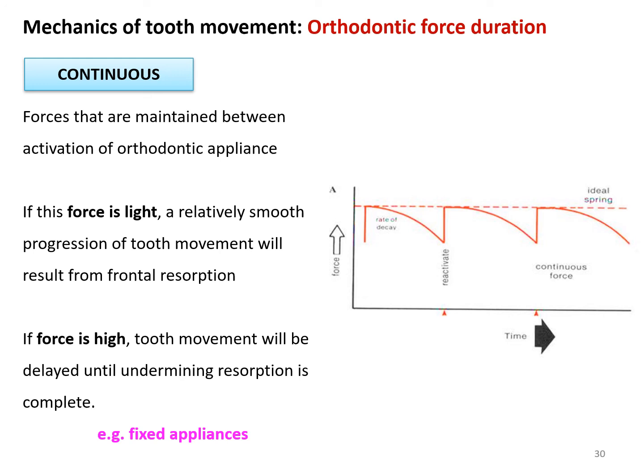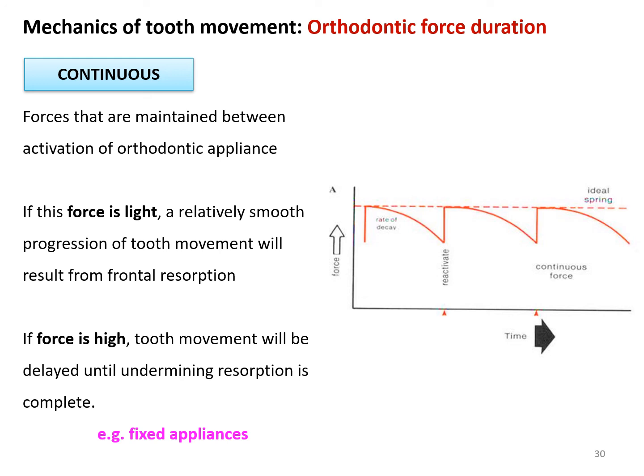So if you see the image on the right, you can see that there is a rate of decay. However, following activation, the forces are maintained, following which again there is decay, again reactivation, and so on. So the force is constantly maintained. So if the force is light, there will be frontal resorption. So I hope you remember what is frontal resorption. So frontal resorption is a favorable one.